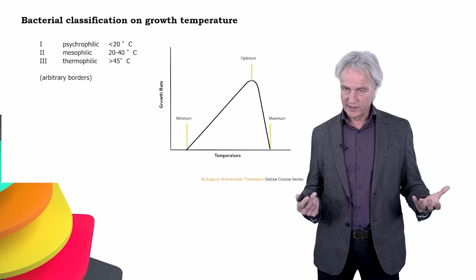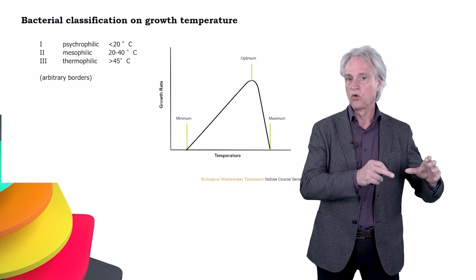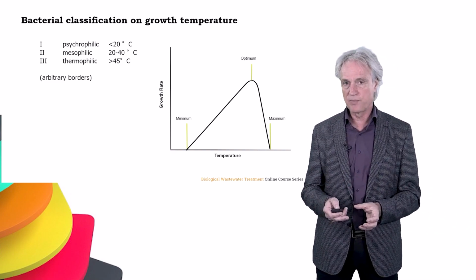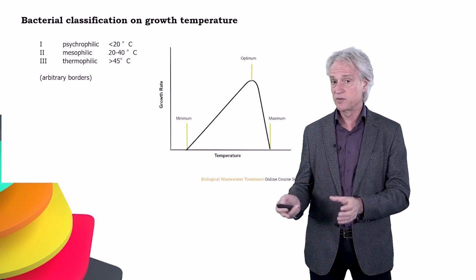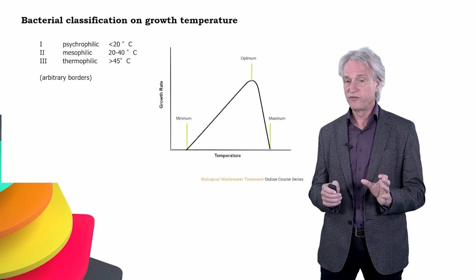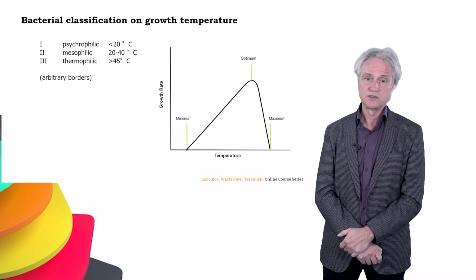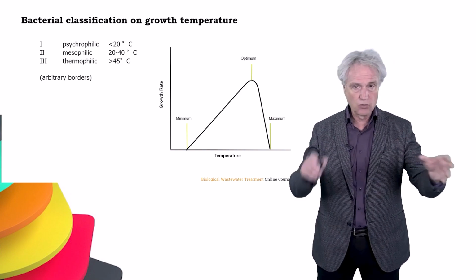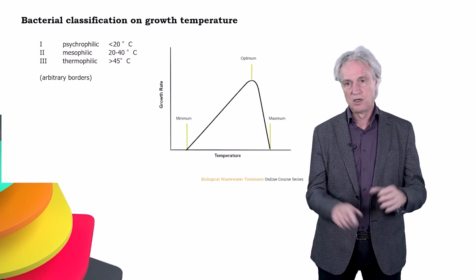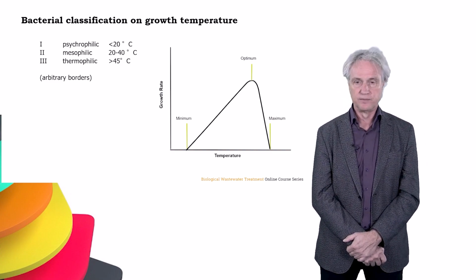In the microbial world, we can differentiate 3 main groups of organisms. We call them psychrophilic organisms with an optimum temperature below 20 degrees, mesophilic organisms with an optimum temperature between 20 and 40 degrees Celsius, and the so-called thermophilic organisms with an optimum temperature beyond 45 degrees Celsius. Now these borders are arbitrary, and of course there are some species in between, etc. But this is the gross division that you can make in the temperature dependency.